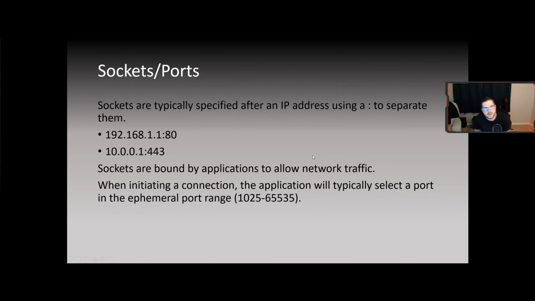And then you have sockets. So sockets are typically specified after an IP address using a colon. So 192.168.1.1:80 or :443. You might see it specified as port 80 or port 443, something like that. They both are saying the same thing. Typically, if you're going to a web address, you're going to do something like http://192.168.1.1:8443 for a specific web server that's running on your router or something like that.